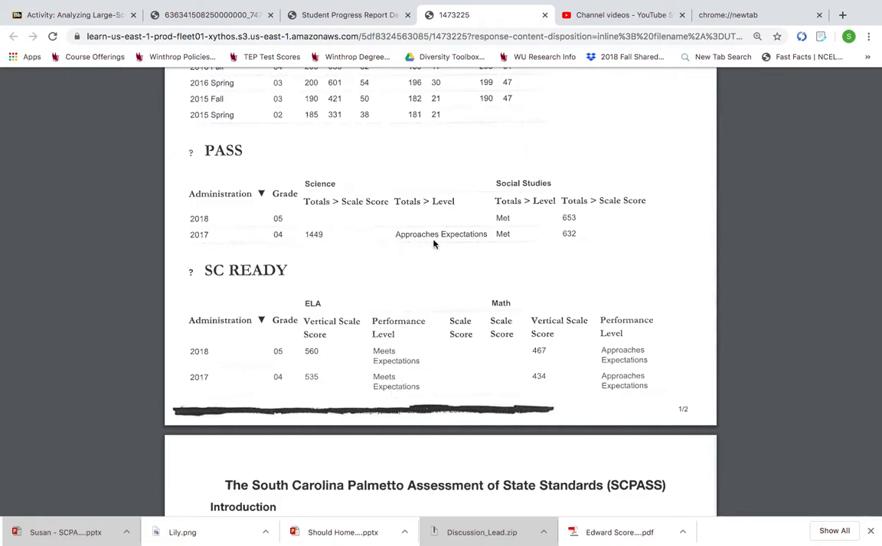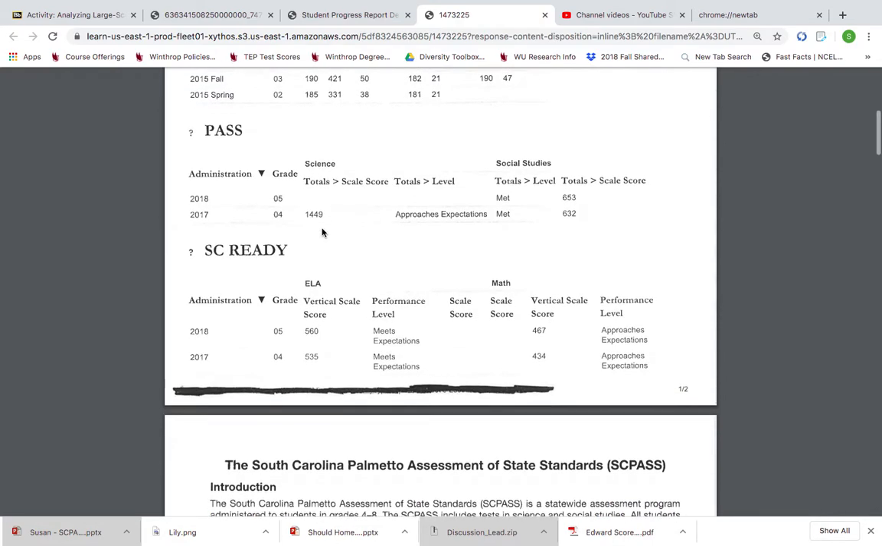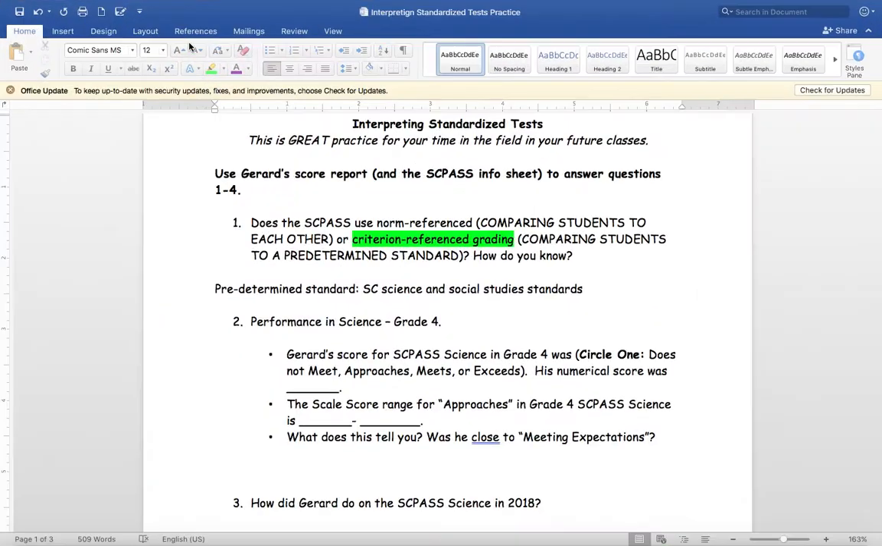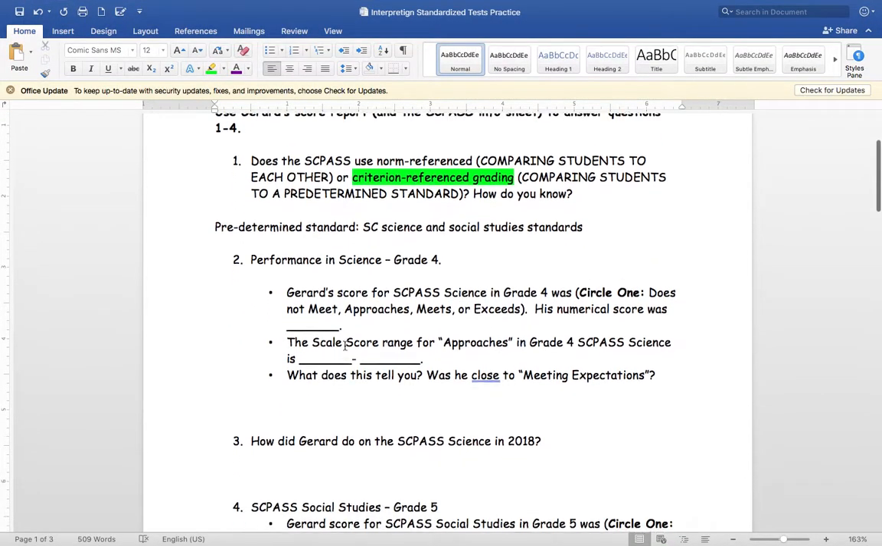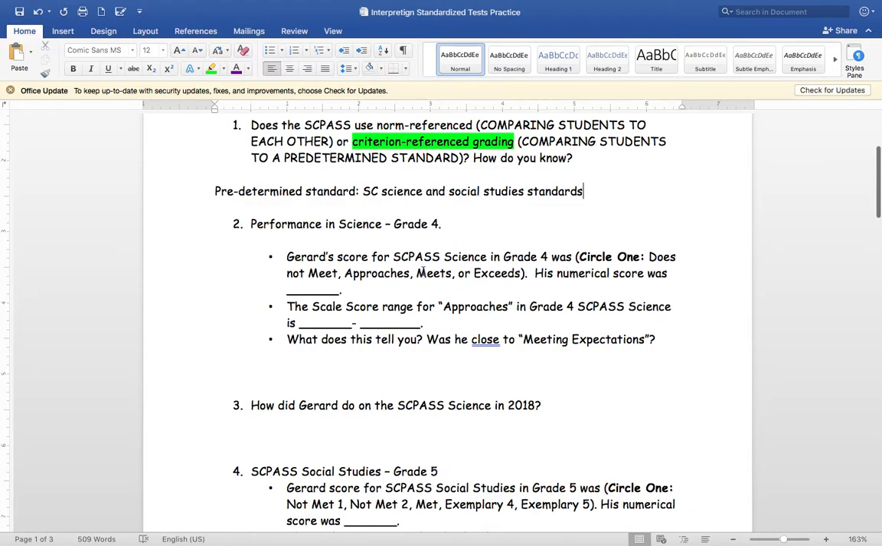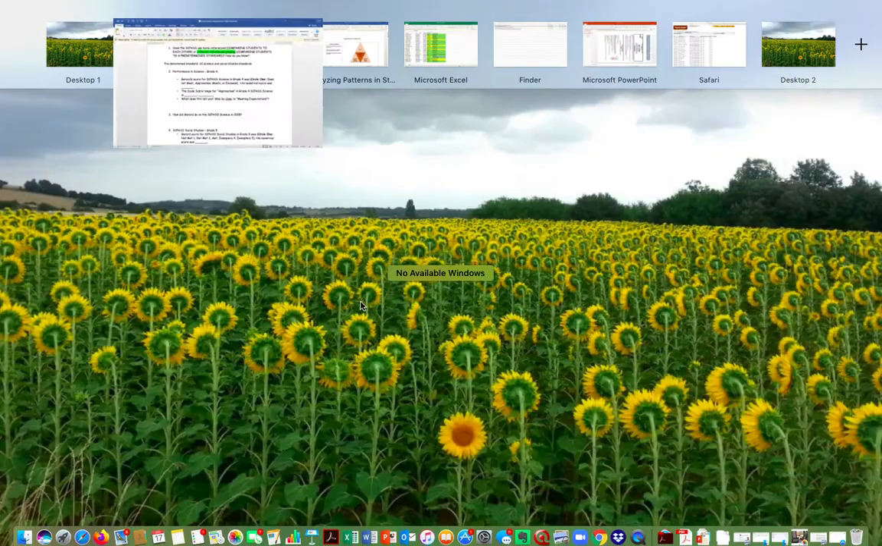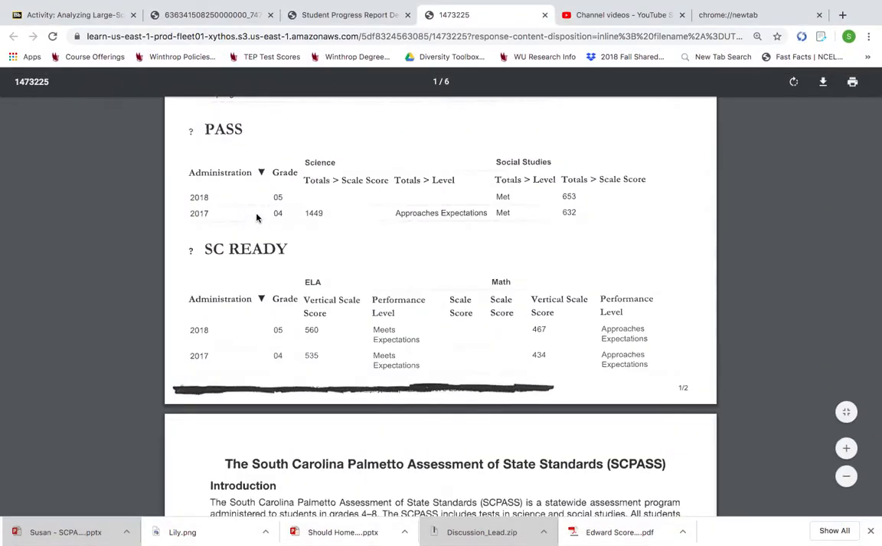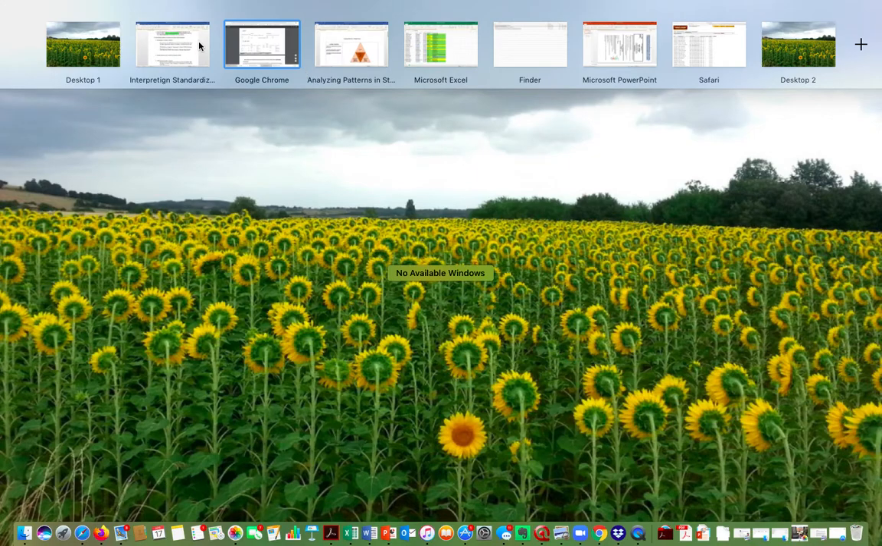Also, just from this limited information, I know Girard's score, and that's it. I don't know anything about how Girard compares to the other students. So that's another point that this is criterion referenced and not norm referenced. Okay, so South Carolina PASS in grade 4 was what? If I go here, South Carolina PASS in grade 4, he got a 1449 and he was approaching expectations.